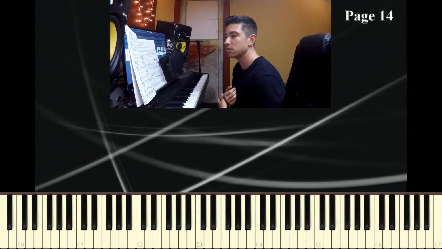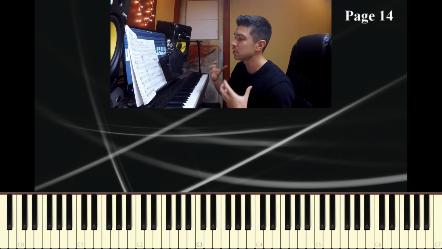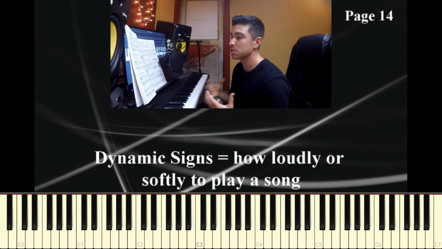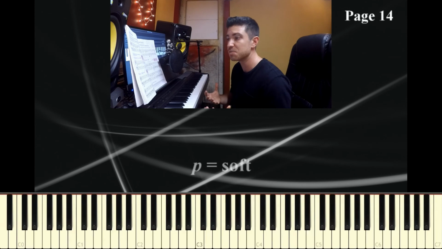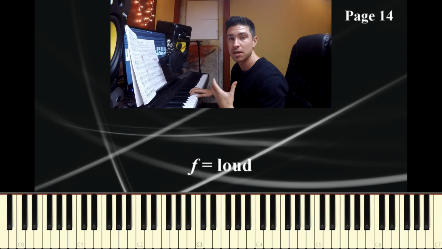Now we're moving on down to the first song on page 14, and they're introducing dynamic signs. I don't really want to stress these right now. I want us to be able to play the notes. We can worry about the details later, but let me just go over what dynamic signs are and what they mean. If you see the letter P at the beginning of a piece, that just means to play the piece softly. If you see an F, that means to play the piece very loud.